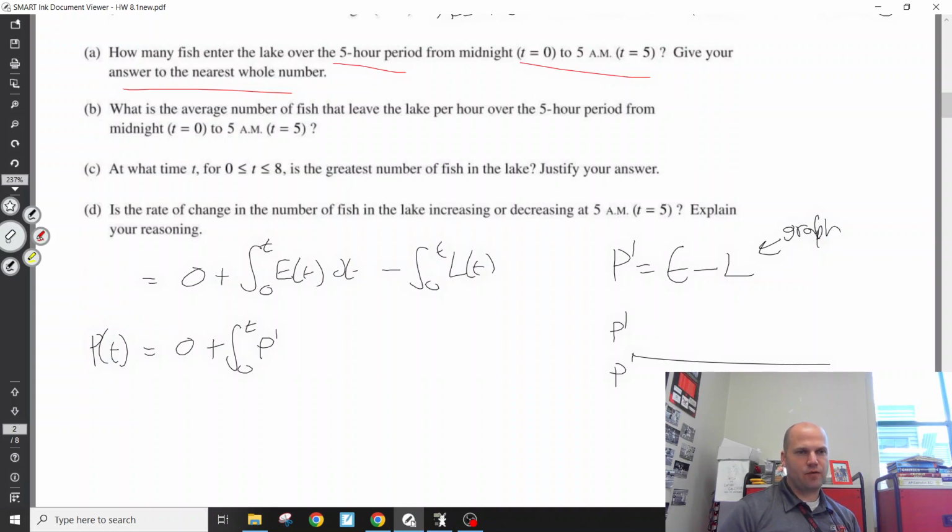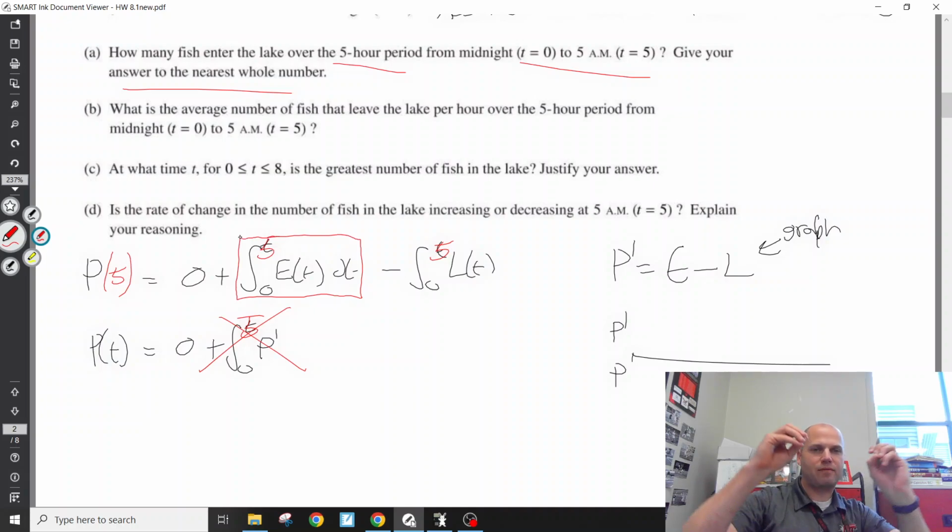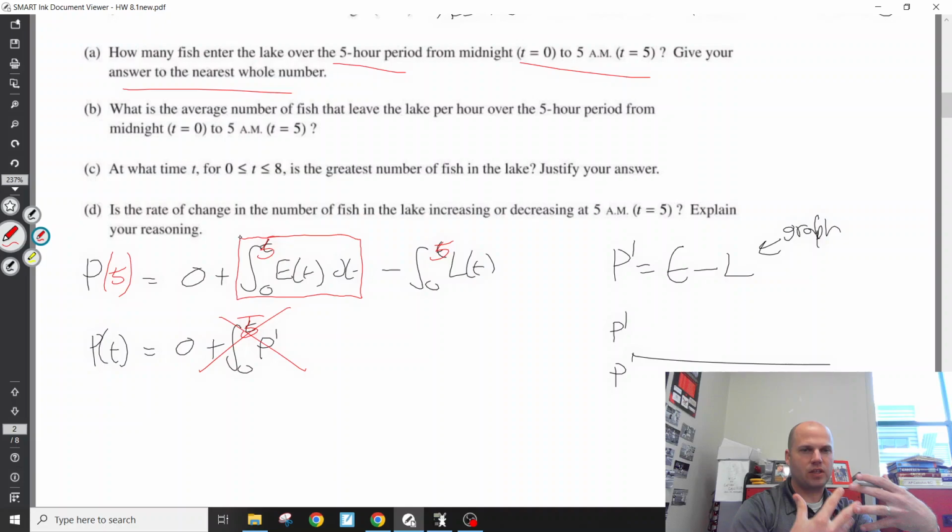If I plugged in 5 and said, my population at time 5 is 0 plus total in from 0 to 5 minus total out from 0 to 5, this would be wrong. We just want the total in. So this is an example of sometimes having things separate is better than having things together. Be ready to use both, whichever one works best for the problem.